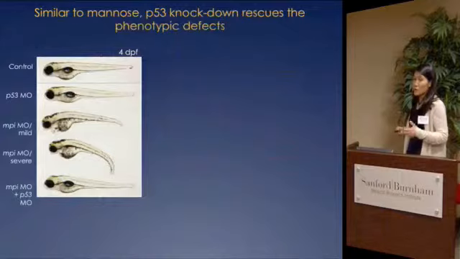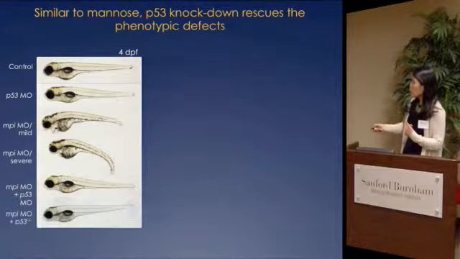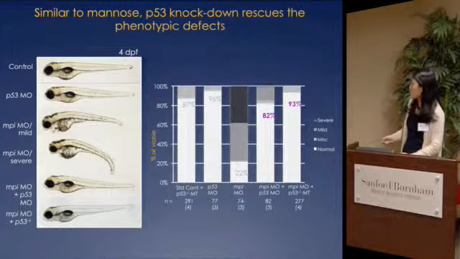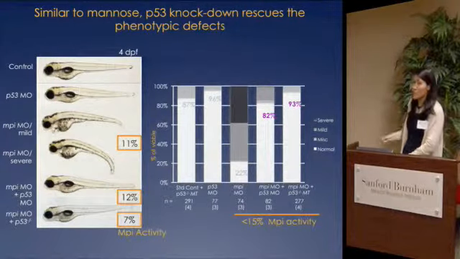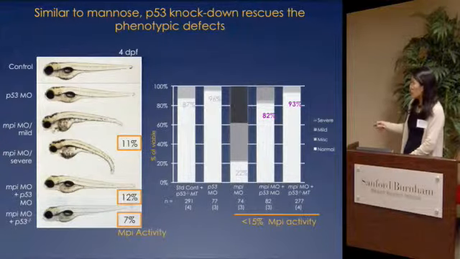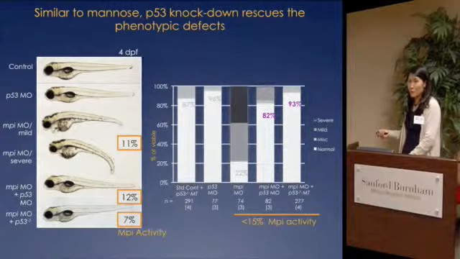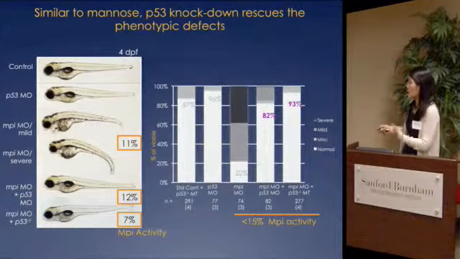Now, we looked at our zebrafish and said, okay, can we rescue our MPI morphants with P53 knockdown? And lo and behold, if you use P53 morpholino to knock that down, or you inject MPI morpholino into the P53 mutant, you see full rescue of the phenotype, as shown here. What's even more interesting is that when you compare the morphants to the rescued zebrafish, you find that their MPI activity is still the same. These rescued fish still have only 7% MPI activity, which was more evidence showing that glycosylation was not the driver of MPI knockdown in our fish.